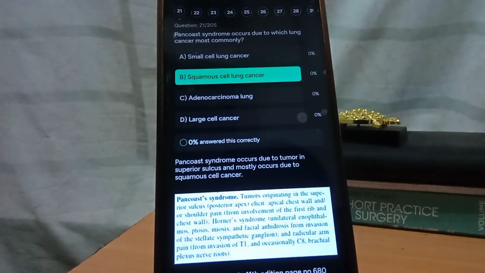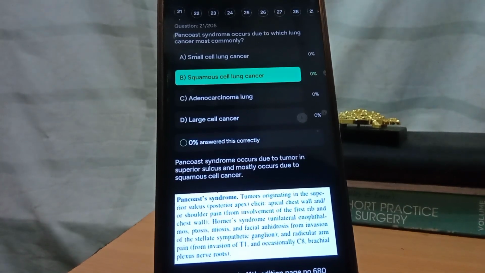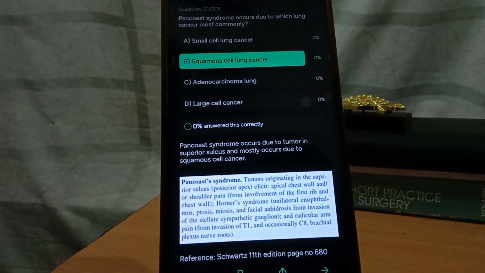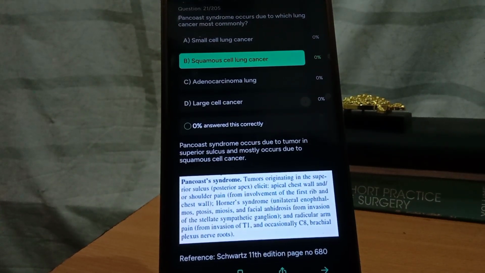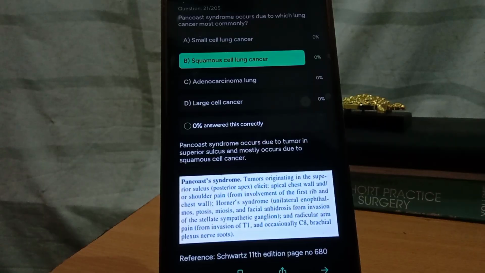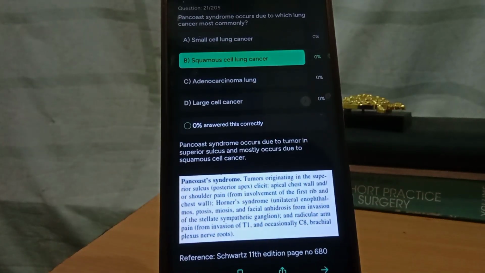Next question is, Pancoast syndrome occurs due to which lung cancer most commonly? Pancoast syndrome occurs from a tumor originating in the superior sulcus, the posterior apex. It causes apical chest wall and or shoulder pain from the involvement of the first rib and chest wall. Horner syndrome, unilateral enophthalmos, ptosis, miosis, and facial anhidrosis from invasion of the sympathetic ganglion, and radicular arm pain. So Pancoast syndrome occurs most commonly due to squamous cell lung cancer.